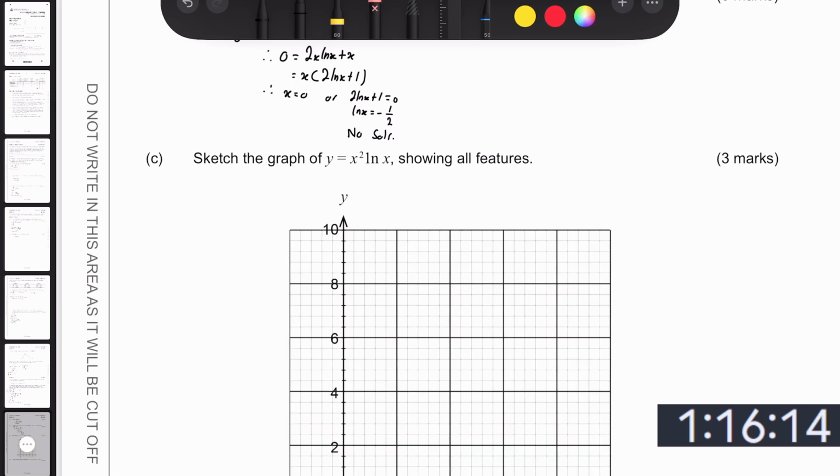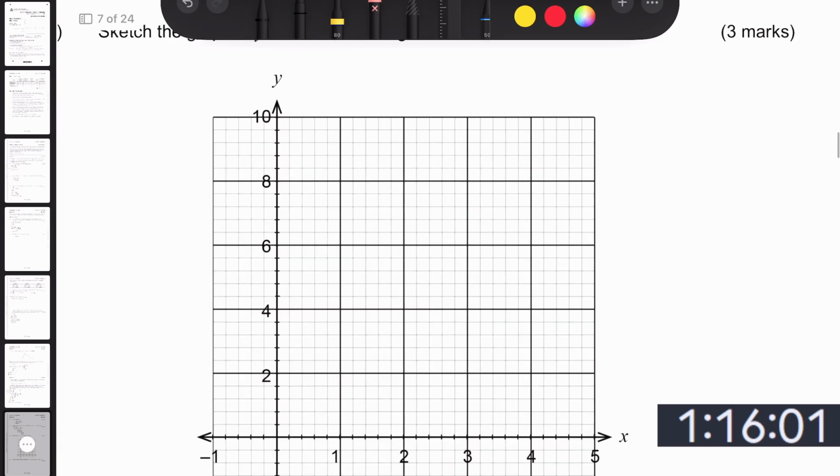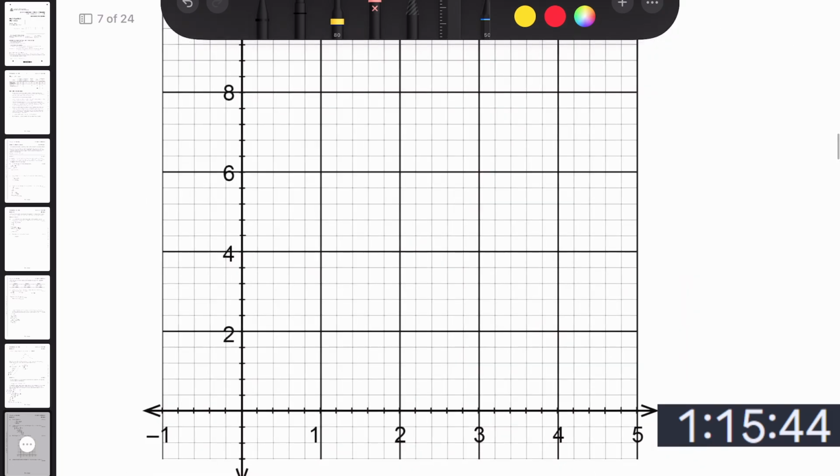Now I have to sketch a graph of y equals x squared ln of x. I'm just gonna bring this up on CAS. 3 marks. x squared ln of x. I'm gonna fit my scale. I'm gonna put my y minus 1.1, 5.1. What is that, like negative 1, and then make that 11. Okay. I just like setting my scale and my CAS graph the same as it looks on the graph that they give us, just so it's really easy.